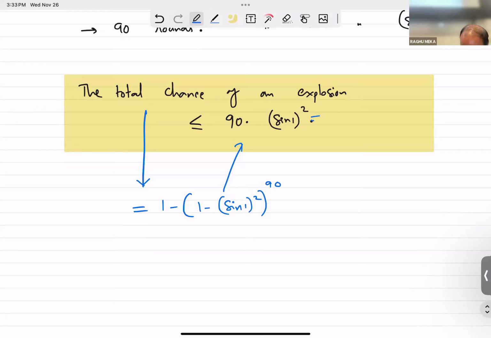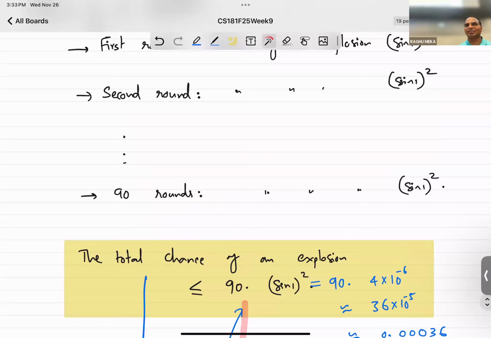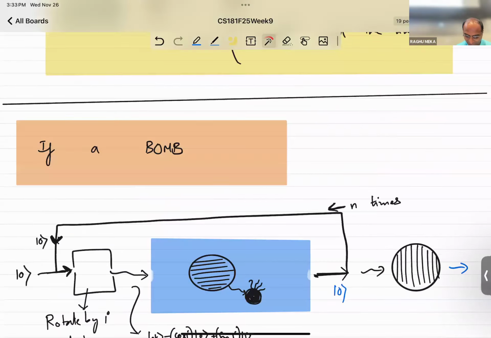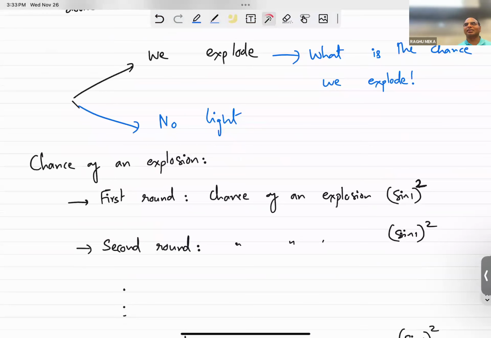So what is this number? This is 90 times 4 times 10 to the minus 6, which is basically 36 times 10 to the minus 5, which is 0.00036. So what happened here? Magically, we have an experiment where the total chance of explosion is very tiny. And if it did not explode, we know for sure what case we are in. Because if it's a dud, we'll always see light. If it's a bomb, we will never see light.